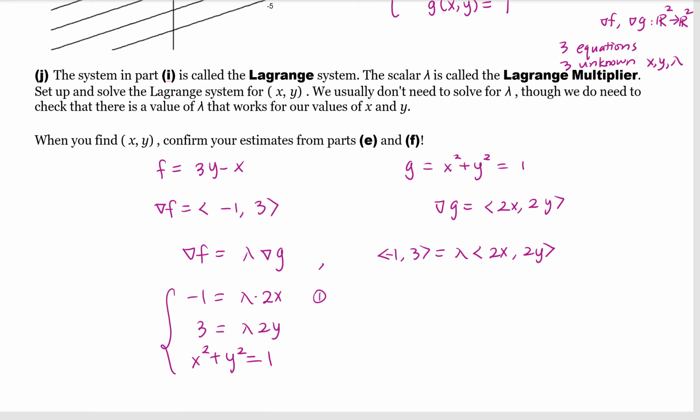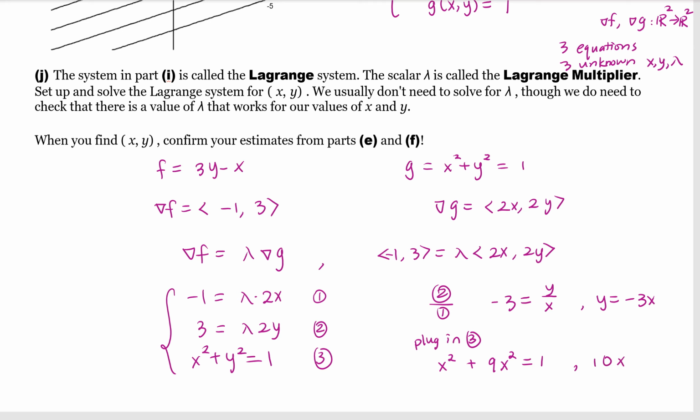Another way is we can eliminate lambda by using equation 2 divided by equation 1. Then we have 3 over minus 1 is minus 3. And then lambda cancels, 2 cancels. We have y over x. Is that okay? So that's the same as y equals negative 3x. Now we can plug into equation 3, because then x squared plus y squared is 10x squared equals 1.